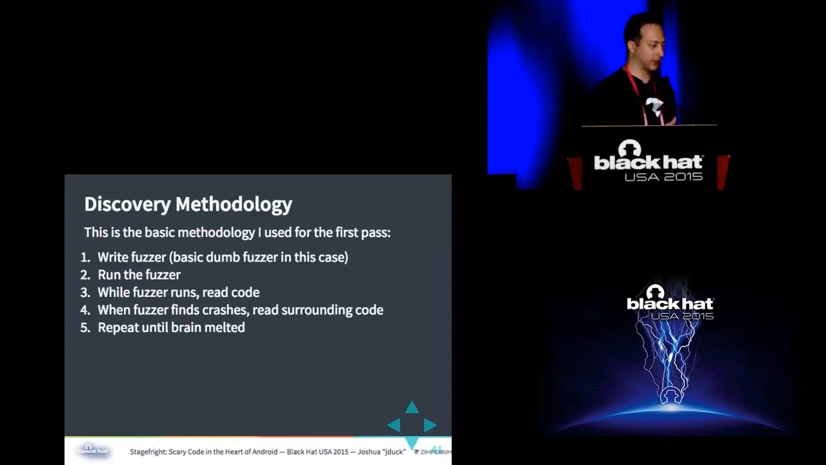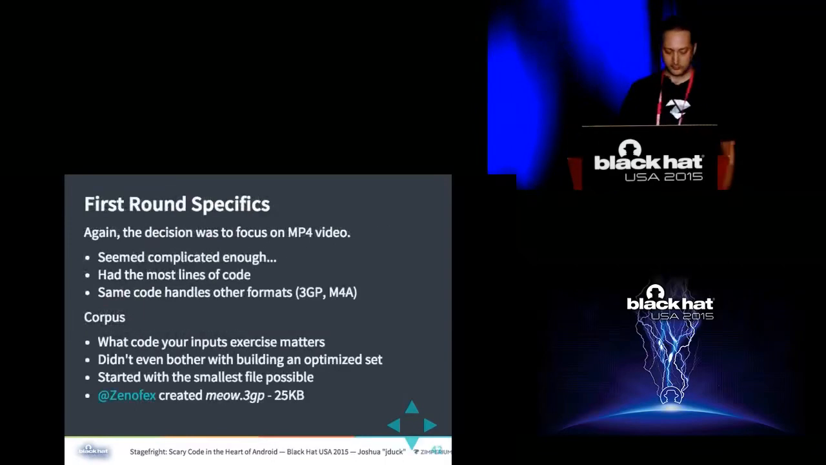You get a crash, so you go read the code near the crash, because it's got to be bad code, right? First, what caused the crash, and then what else could happen in that code, because maybe something bad is there. You just repeat that until your brain is fried, and then you go to sleep and try again the next day. So the first round went something like this.